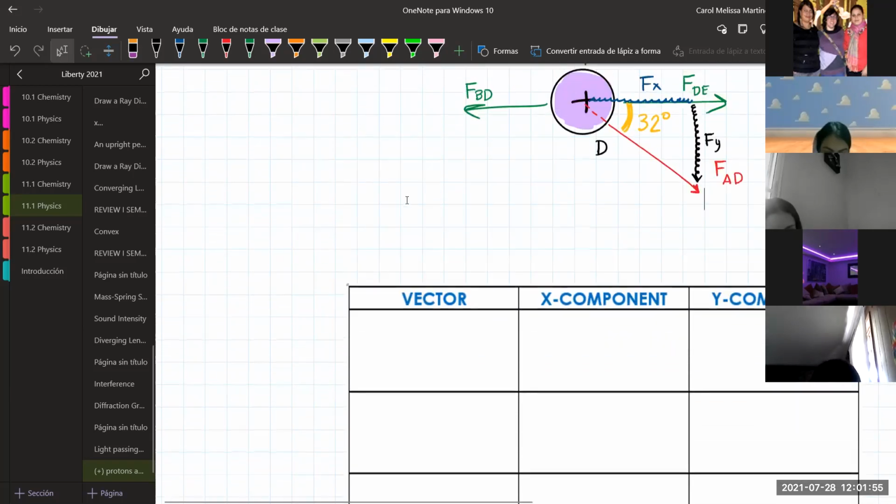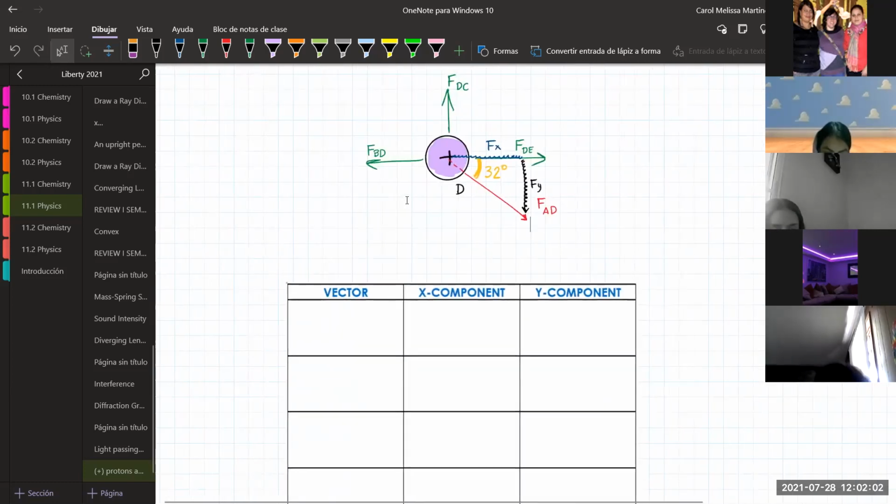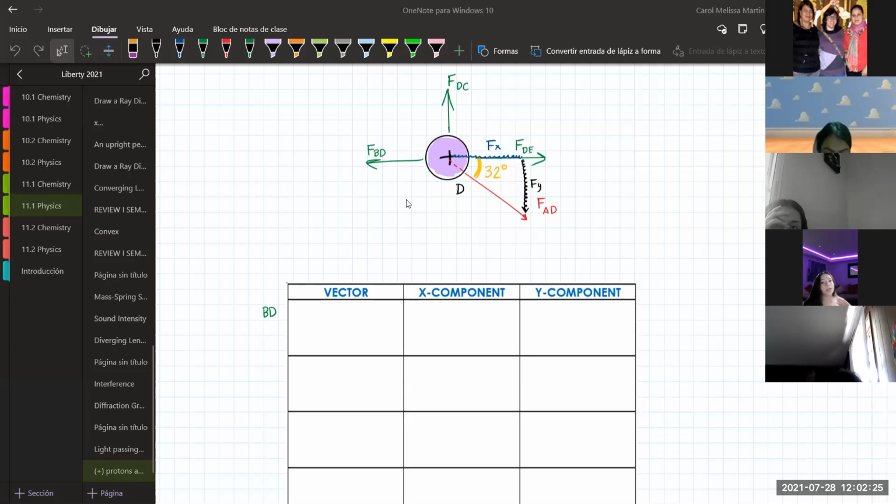So I'm going to place them here in the table of the vectors. Here I'm going to place the force BD. Here the force DC. Here DE, sorry. And in this one, it's going to be AD. Now I will locate all the forces, and I will put all the information I need.